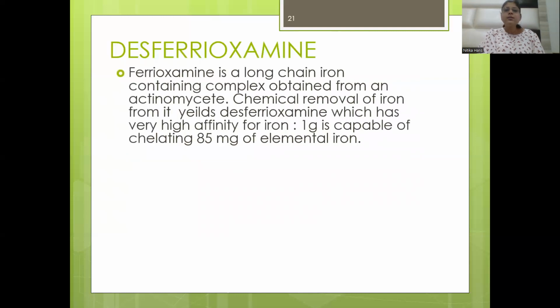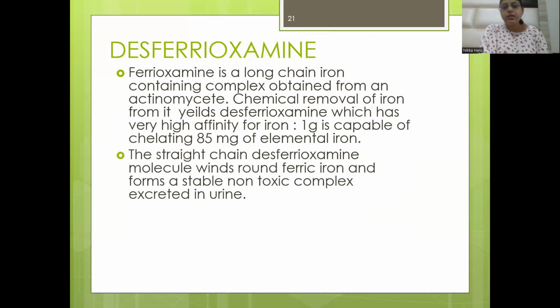Deferoxamine is a long-chain iron-containing complex obtained from actinomycetes. When we chemically remove the iron from this structure, we get deferoxamine, and this has high affinity for iron. One gram is capable of chelating 85 milligram of elemental iron. The straight-chain deferoxamine molecule binds around ferric iron and forms a stable non-toxic complex excreted in urine.